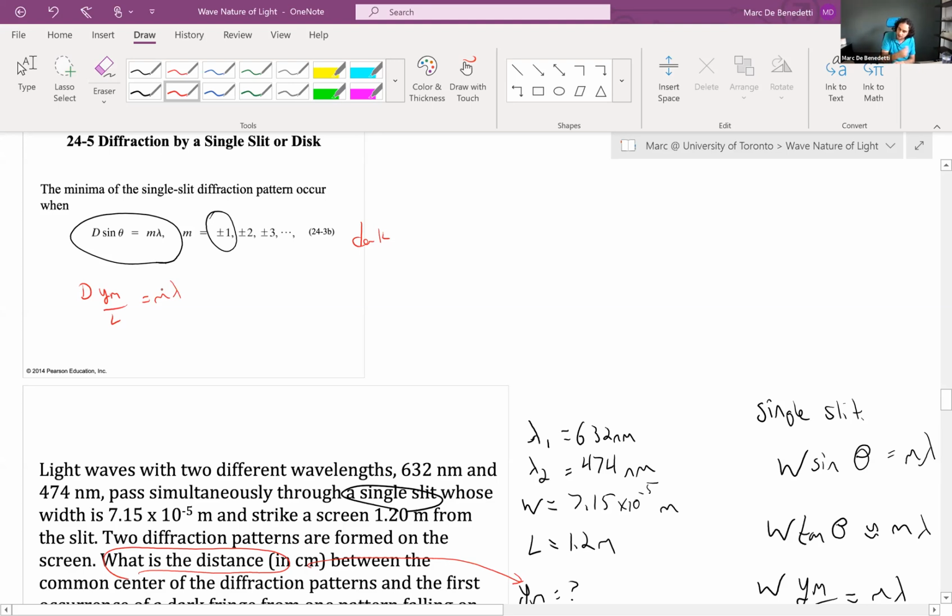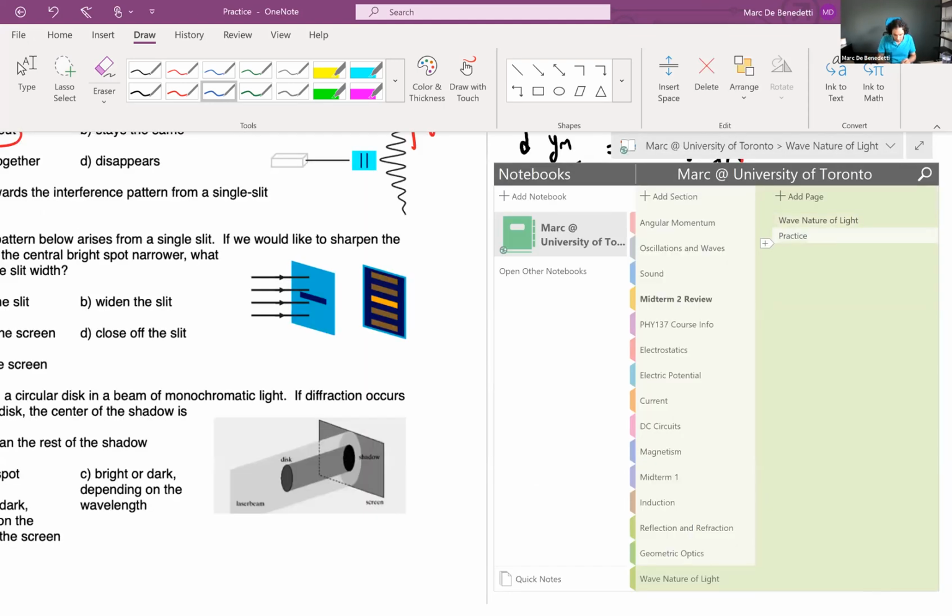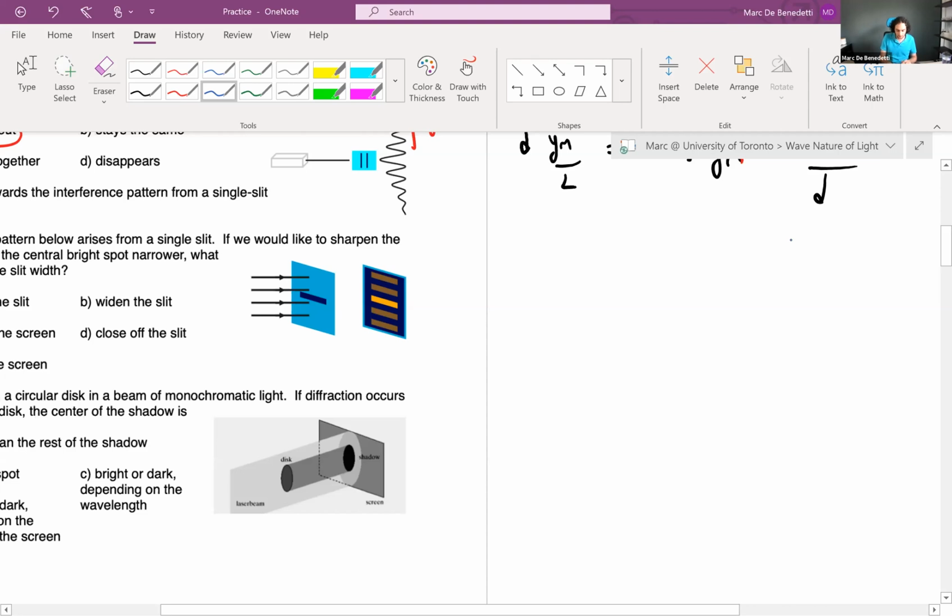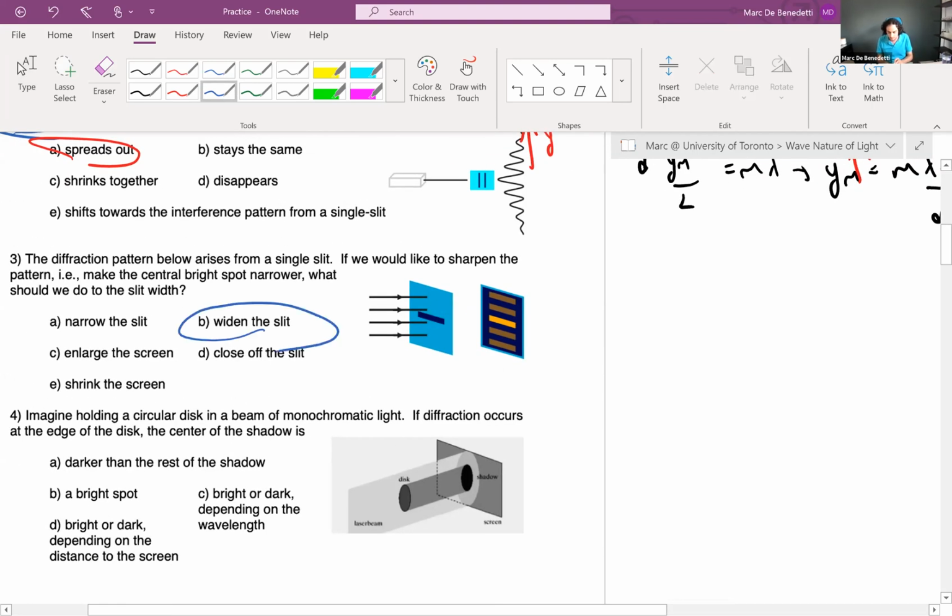So if we want to shrink ym, again, we can solve for ym. It's going to be m lambda L over d. If we want to make ym smaller, then we have to make the right-hand side smaller. The way to make the right-hand side smaller is to make d bigger, because that would make the fraction smaller. So if we go back to our question, we need to make the slit width bigger. So the answer is in fact B.